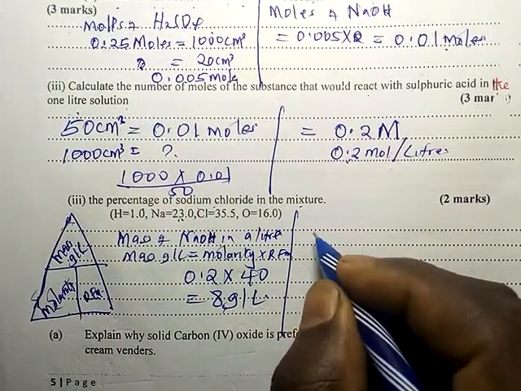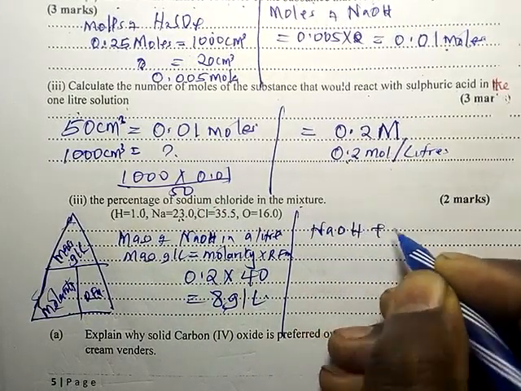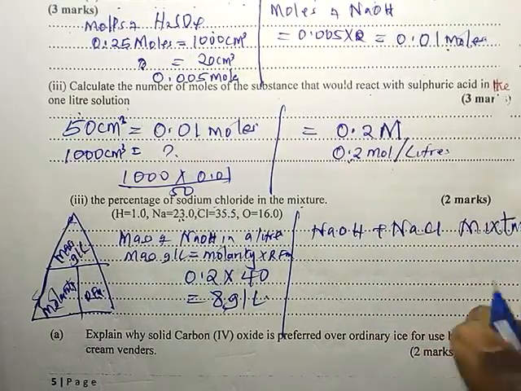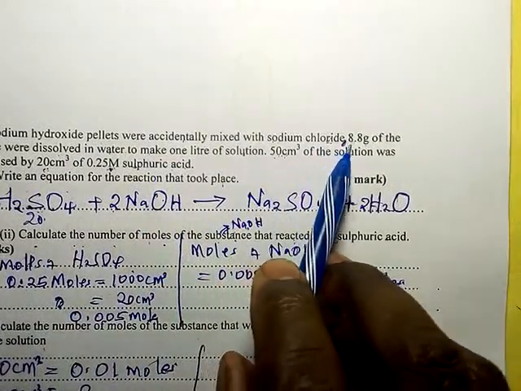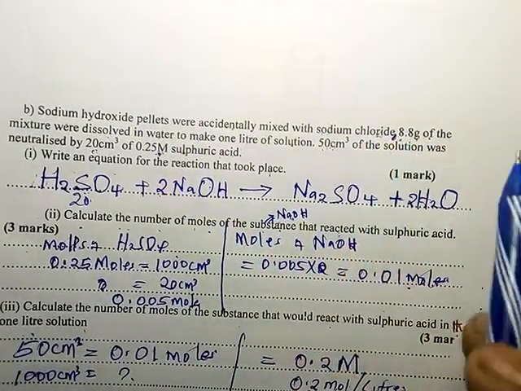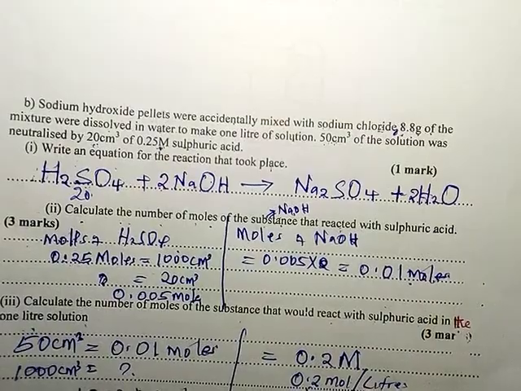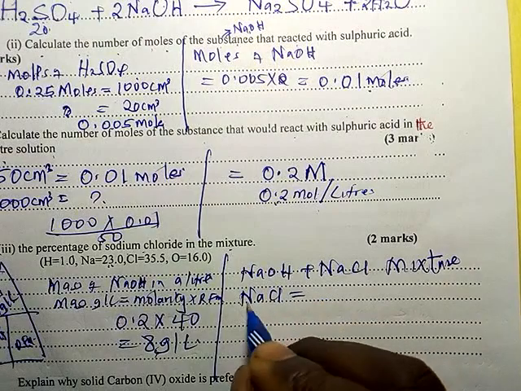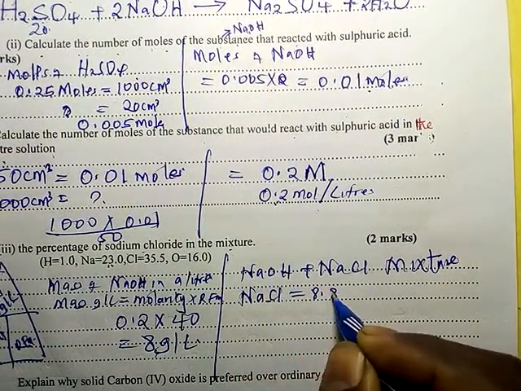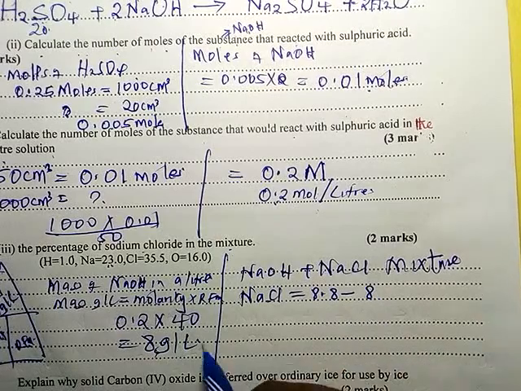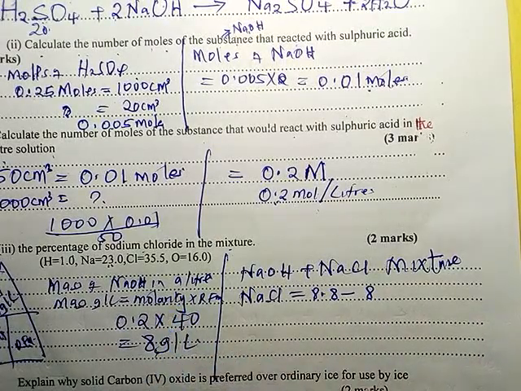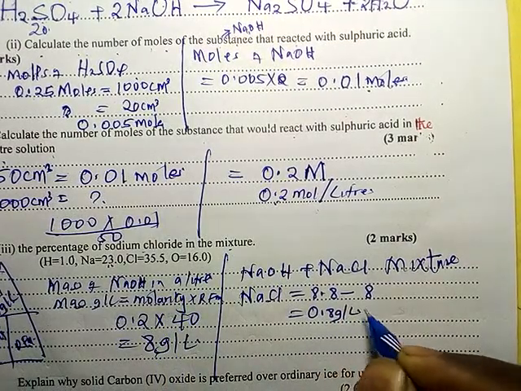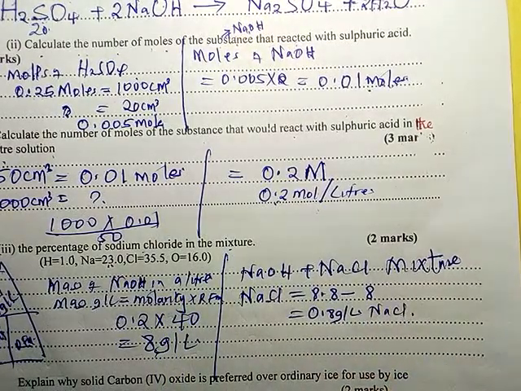But the mixture, sodium hydroxide plus sodium chloride, contains 8.8 grams. So it means that the mass of sodium chloride will be 8.8, the total, subtract 8 for sodium hydroxide in 1 liter itself. This will give us 0.8 grams per liter of sodium chloride.